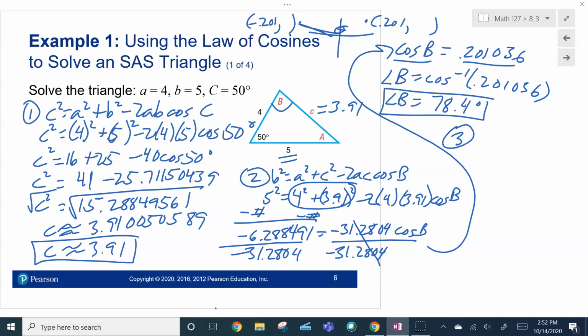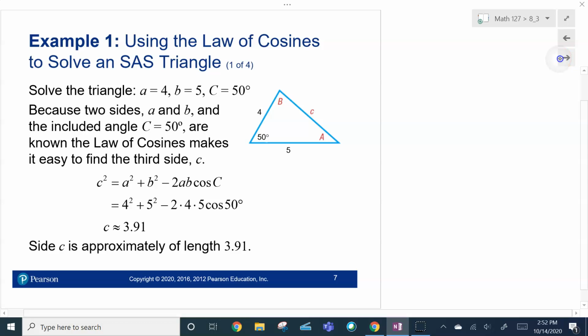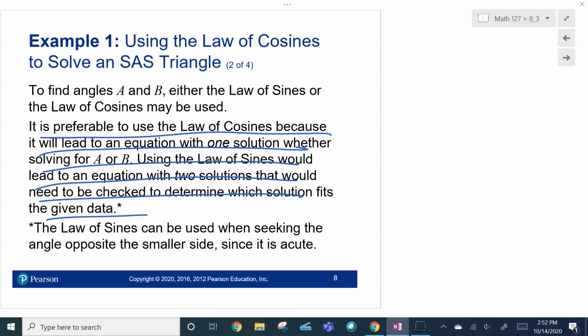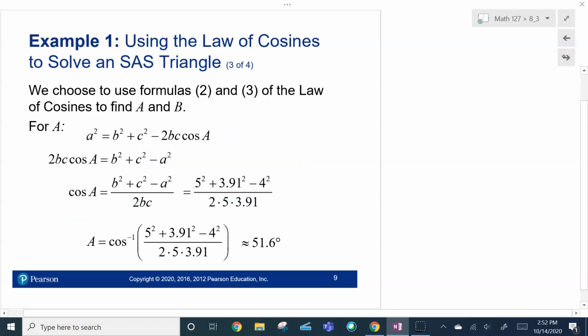All right. Thirdly, now that we know angle C and angle B, we can find angle A. So angle A plus 78.4 degrees plus angle C, 50 degrees, equals 180 degrees. So angle A ends up being 51.6 degrees. All right. Again, just to reemphasize, find the largest angle first. It's preferable, then you know if it's obtuse or acute.